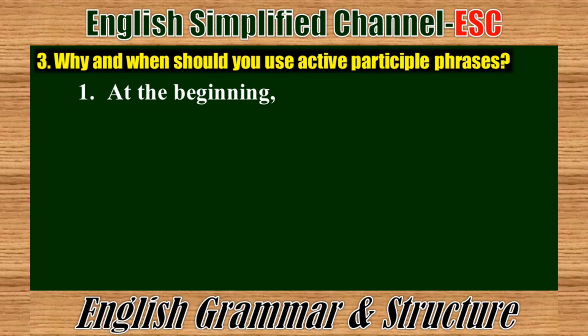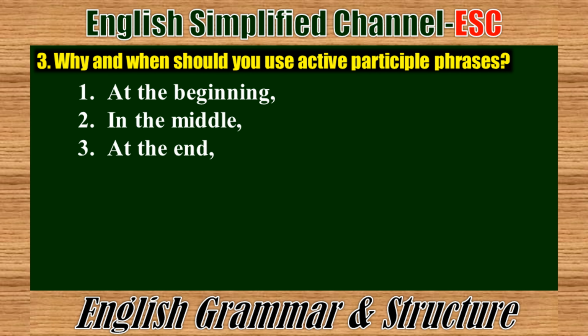Active participle phrases can be used in 3 positions within a sentence. 1. At the beginning to set the scene or introduce background information. And we had already covered this in our previous discussion. 2. In the middle to provide more detail about the subject's actions or state. 3. At the end to add supplementary information or emphasize concurrent actions.